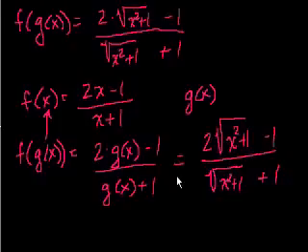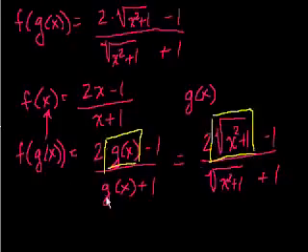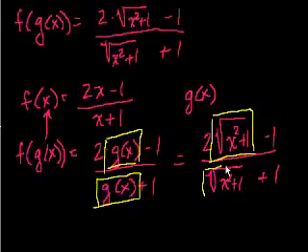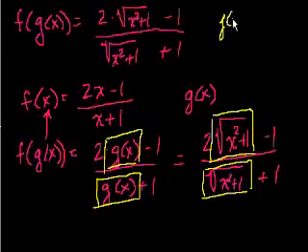And I think now at this point you can kind of pattern match, and you can see what g of x is, right? 2 times something minus 1 in the numerator, and something plus 1 in the denominator. So in either case, we have g of x is equal to the square root of x squared plus 1.